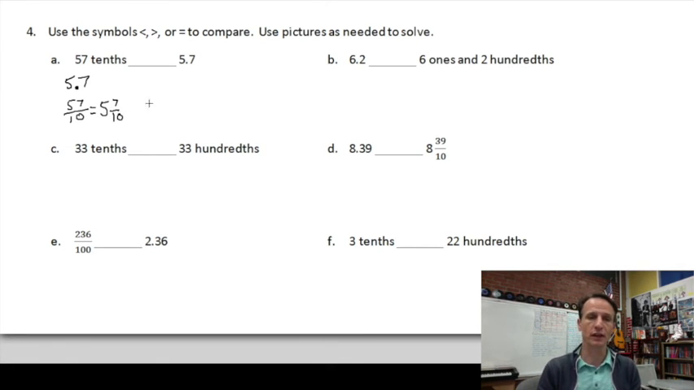All right, so enough of that. So 5.7, 5 and 7 tenths, and we're comparing to 5 and 7. Okay, they're equal. Well, you can see it now. Great. So 6 and 2 tenths compared to 6 ones and 2 hundredths. Okay, so watch. I'm actually going to make a miniature place value table here. Ones, tenths, hundredths. Okay?